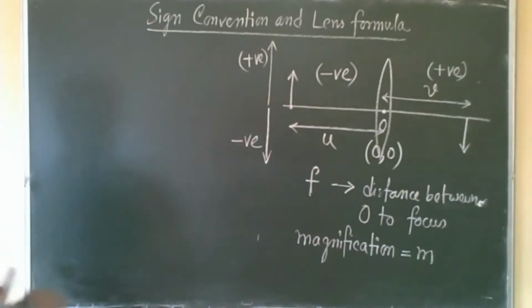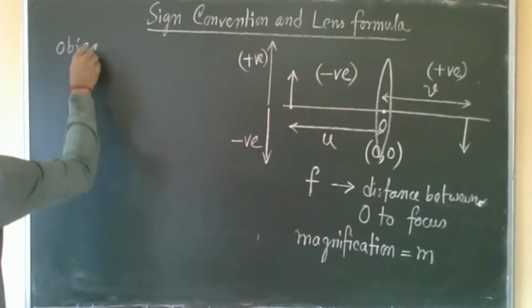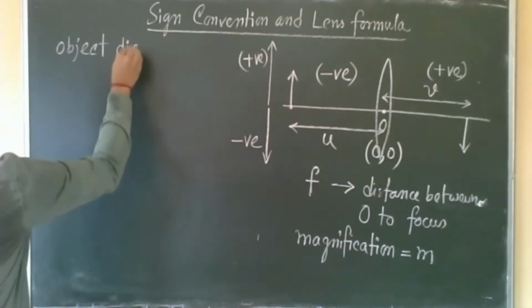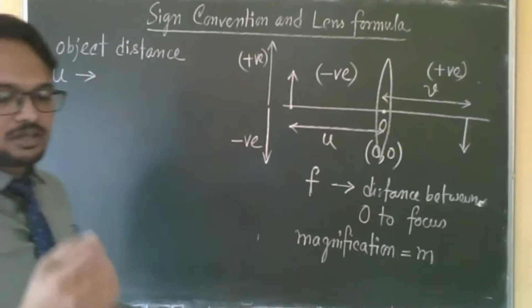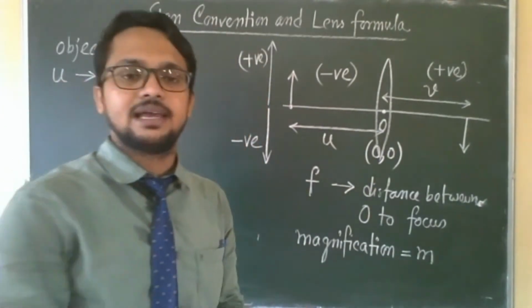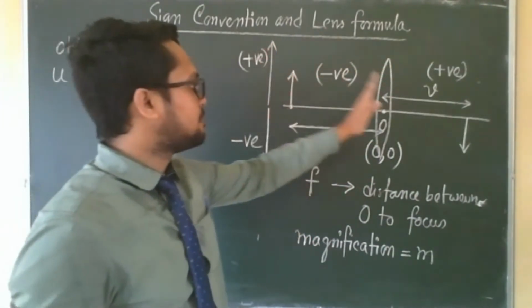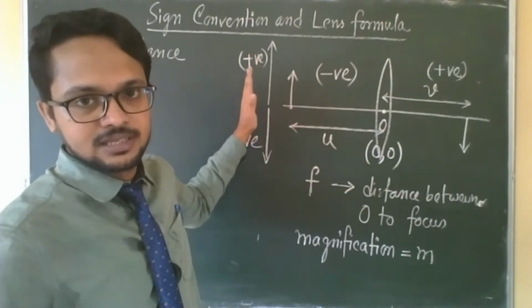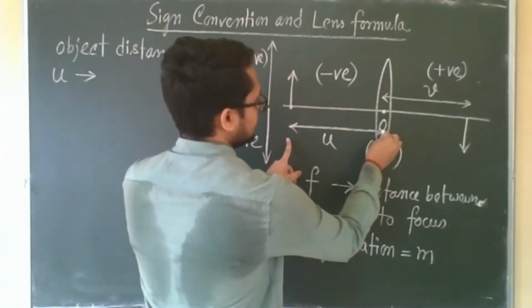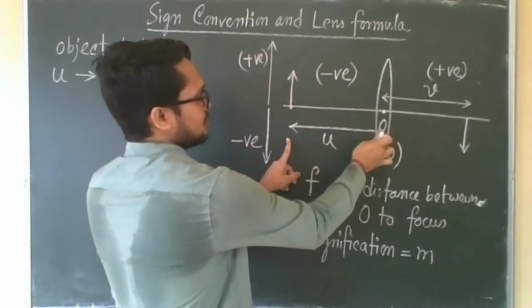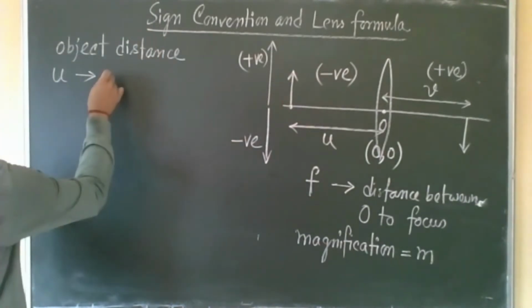Come first of all to object distance, u. If you look at all the ray diagrams you have seen till now, whether convex or concave, in all cases we had taken the object to the left side of the optical center, right? The object was kept on this side. So the object distance will lie to the left side of the optical center. Left side of the optical center means negative. So object distance will be negative.